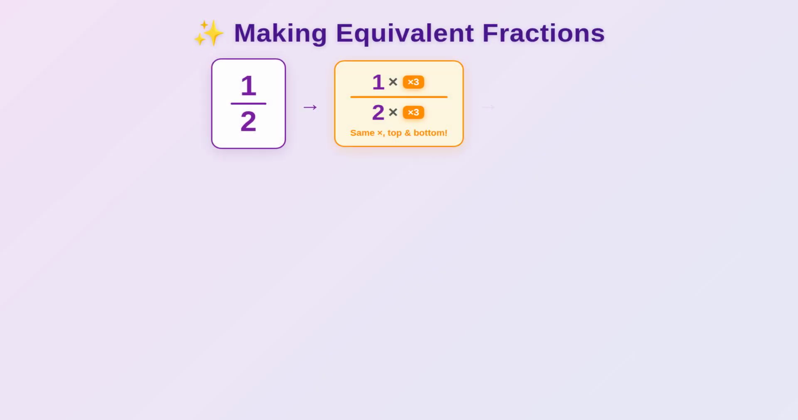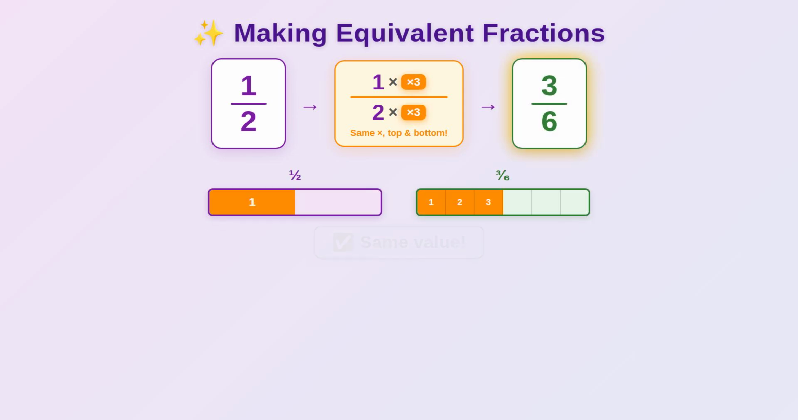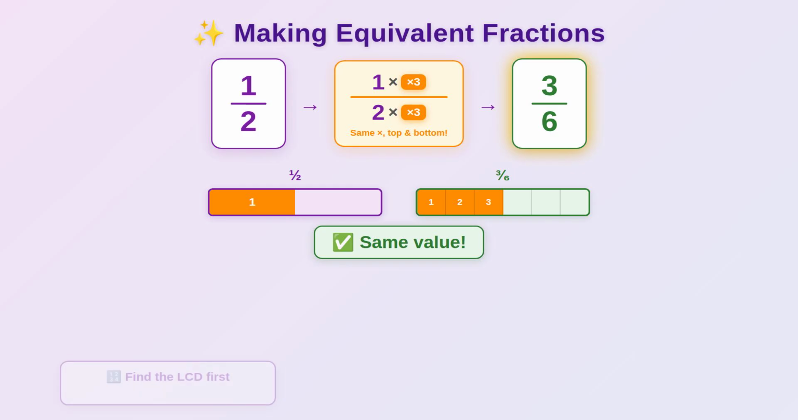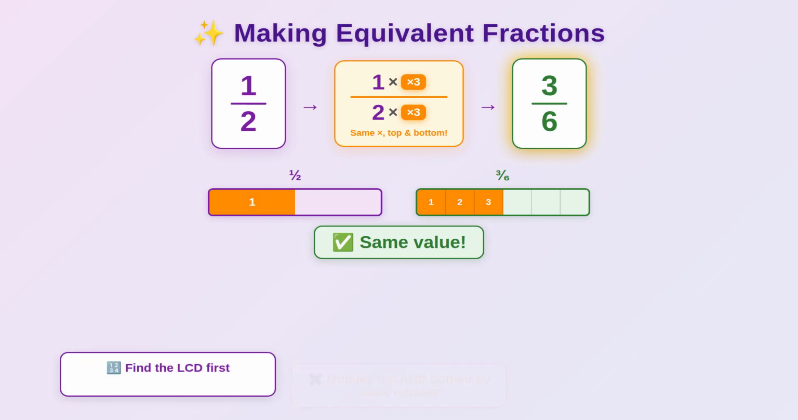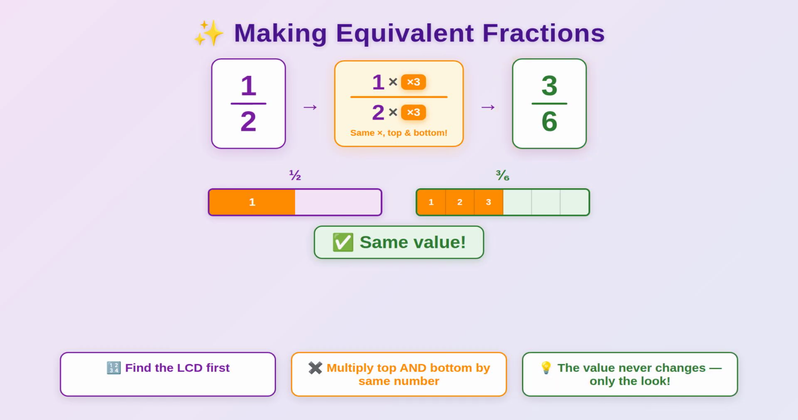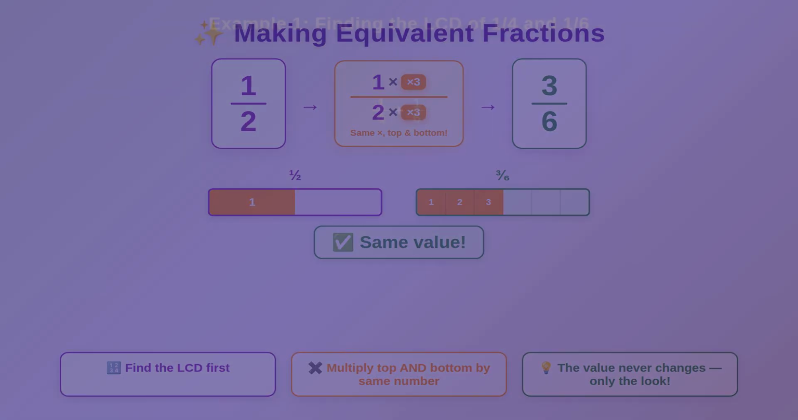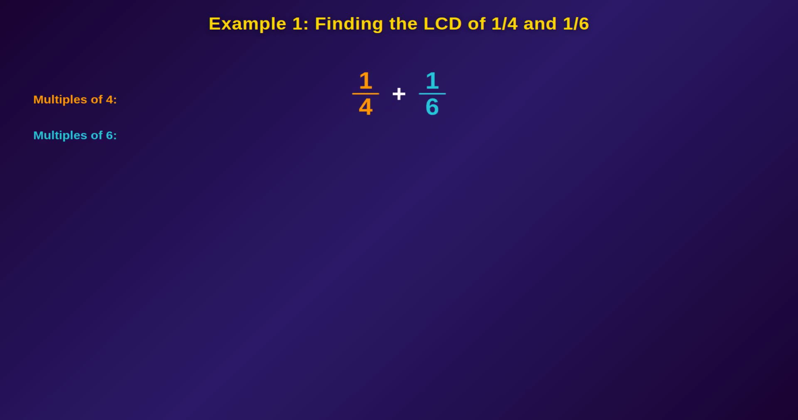Once you find the common denominator, you need to convert each fraction into an equivalent fraction, one that has that new denominator but still means the exact same amount. Here's the magic rule: whatever you multiply the bottom by, you must multiply the top by the same number. So 1/2 becomes 3/6 when you multiply both top and bottom by 3. The value hasn't changed. It's still exactly half. But now, it's wearing a disguise that helps us do the math. This step is super important, so let's practice it in our examples.